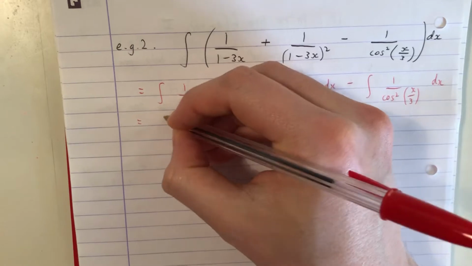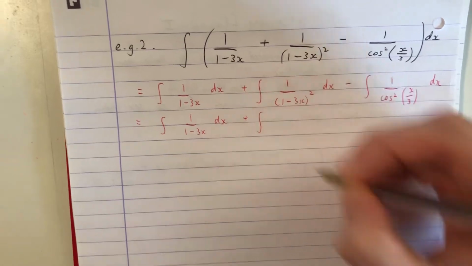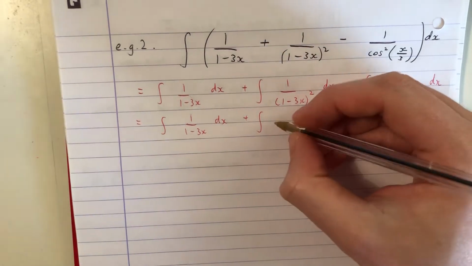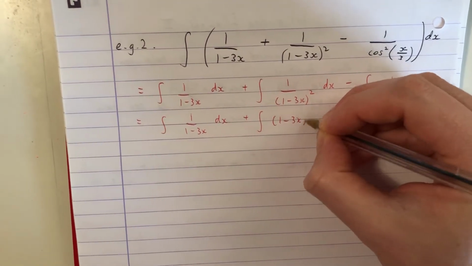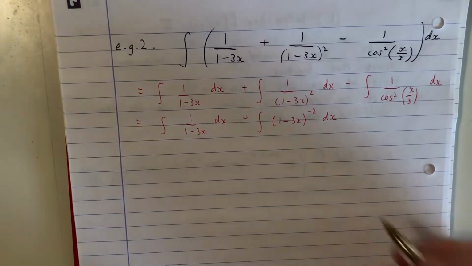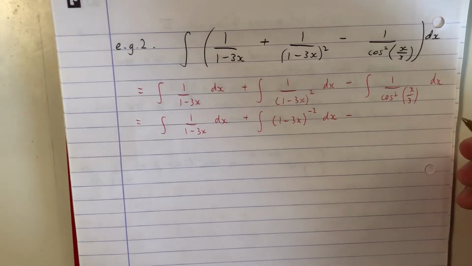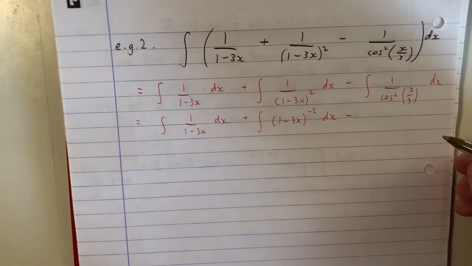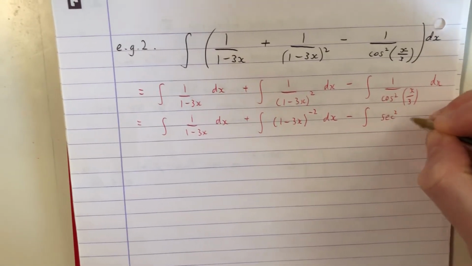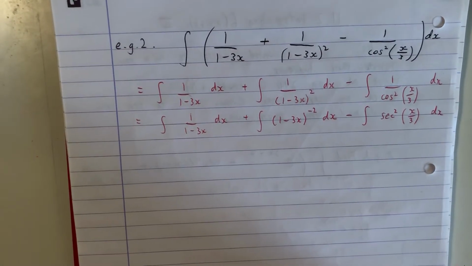So think about another way you could write this. It would be index form, (1 minus 3x) to the power of minus 2 dx. So something to the power of negative 2. Subtract 1 over cos squared. Well, 1 over cos is sec, so 1 over cos squared is sec squared. So subtract the integral of sec squared of x over 3 dx. Okay, finally we can get started.